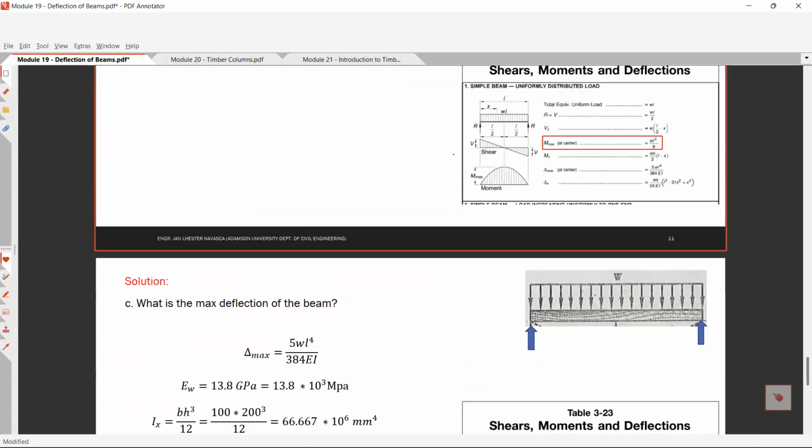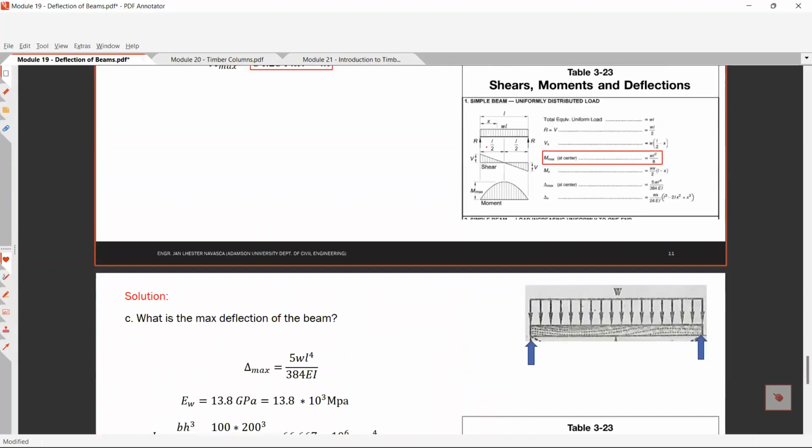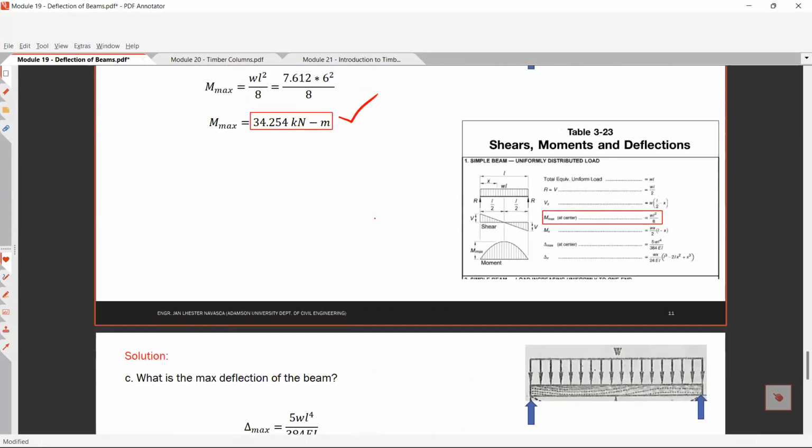So before we start finding the deflection of the beam, let's have a recap lang ano mga units. Okay, recap natin. Ang GPa class, anong unit ng GPa? Ang unit ng GPa is kilonewton per millimeter square. Anong unit ng MPa? That is Newton per millimeter square. Anong unit ng kPa? Yung kPa ay equivalent to kilonewton per square meter, and Pascal is equal to Newton per square meter.